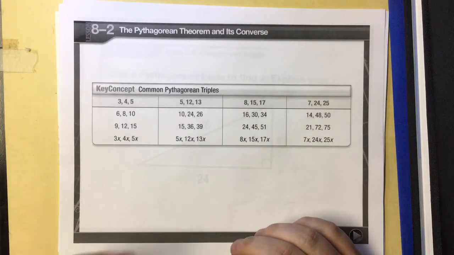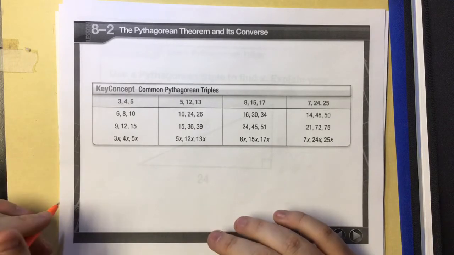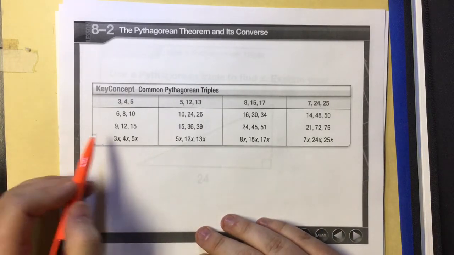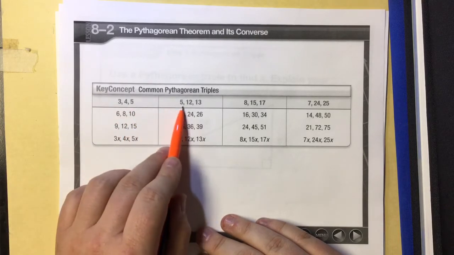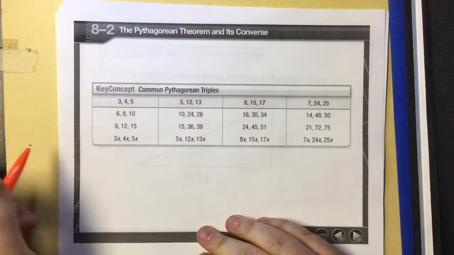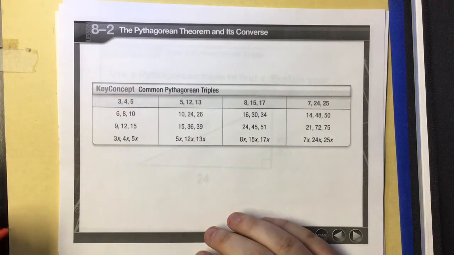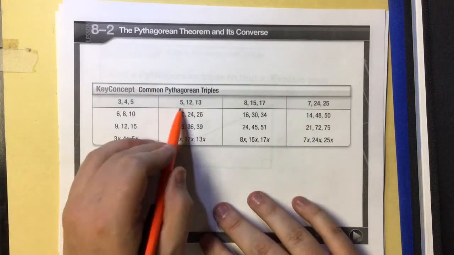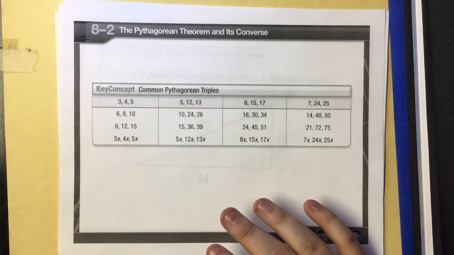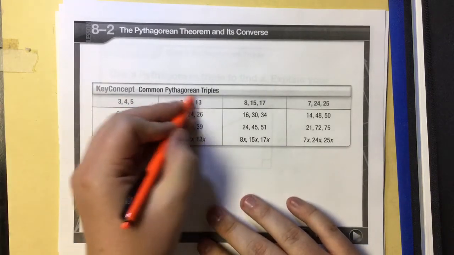All right, Pythagorean triples right here. This is really just a vocabulary word more than anything else. Here's some examples: 3, 4, 5, 5, 12, 13, 8, 15, 17, 7, 24, 25. Again, the reason why all of these are called Pythagorean triples is because none of them are decimals. None of them have those weird square roots. They're nice, even, whole numbers, but they work in the Pythagorean theorem.